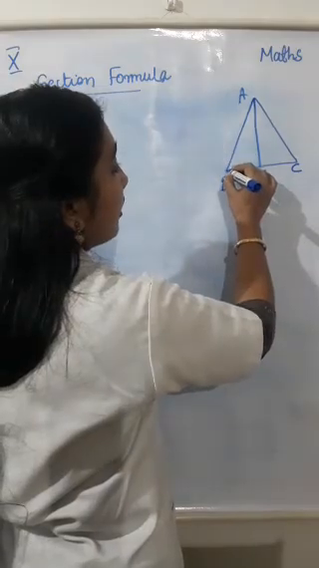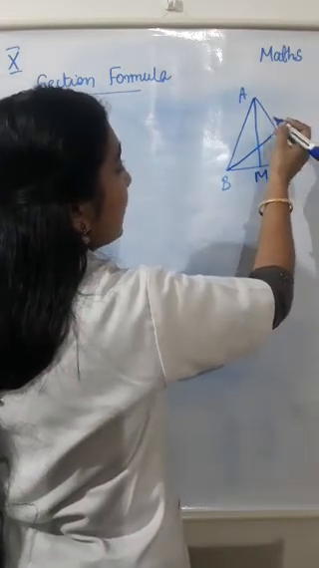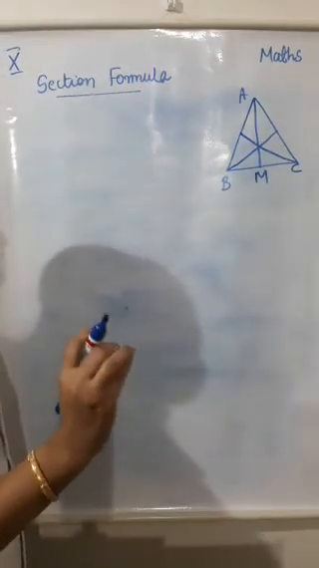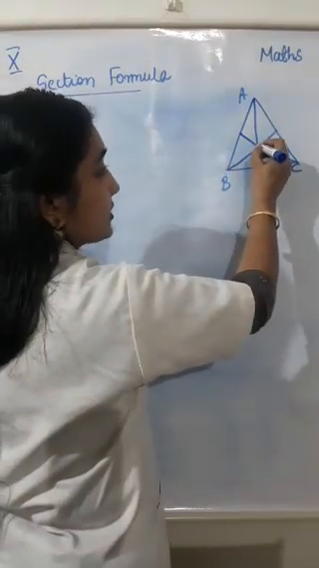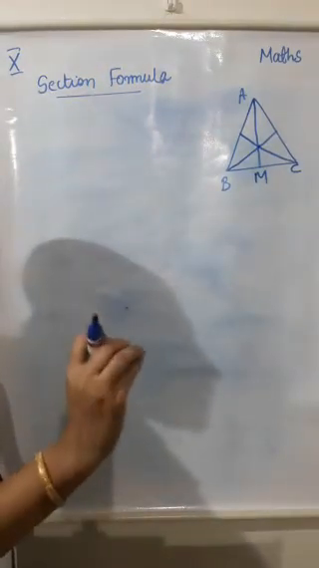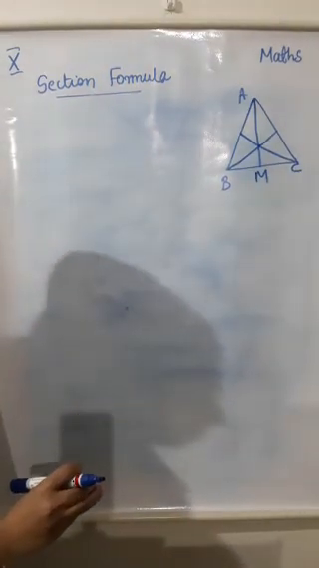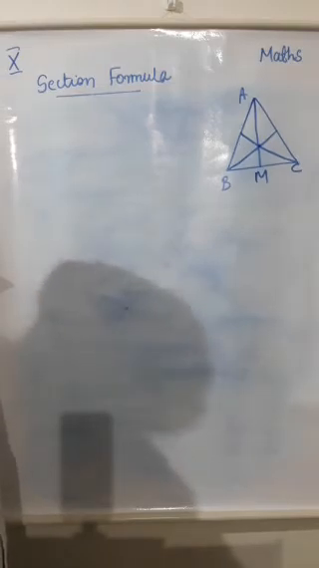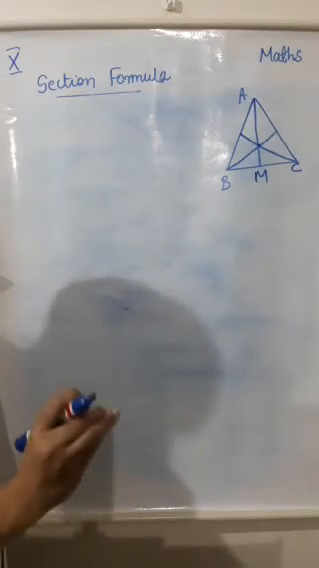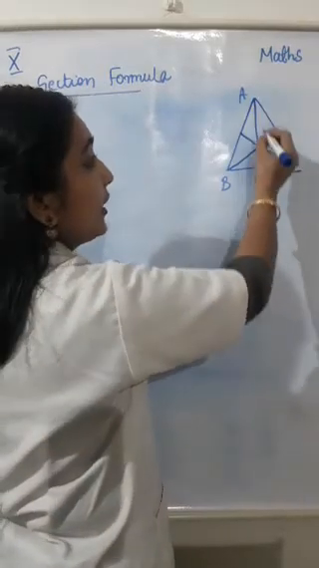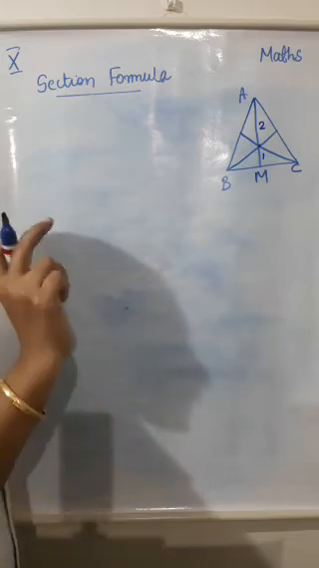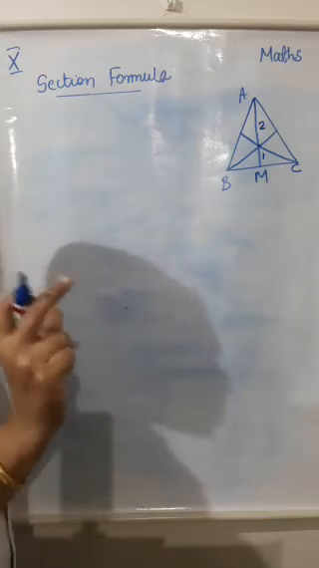Similarly, we can draw B to the midpoint of AC and C to the midpoint of AB. Then the three medians intersect at a point. The point is called the centroid of the triangle. Okay. Then the centroid of the triangle, the point divides the median in the ratio 2:1.